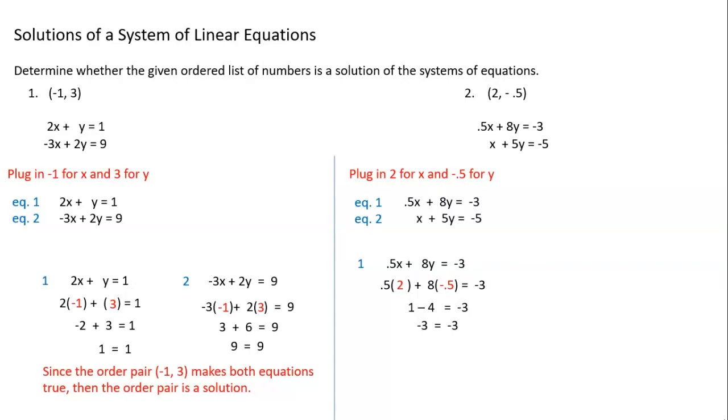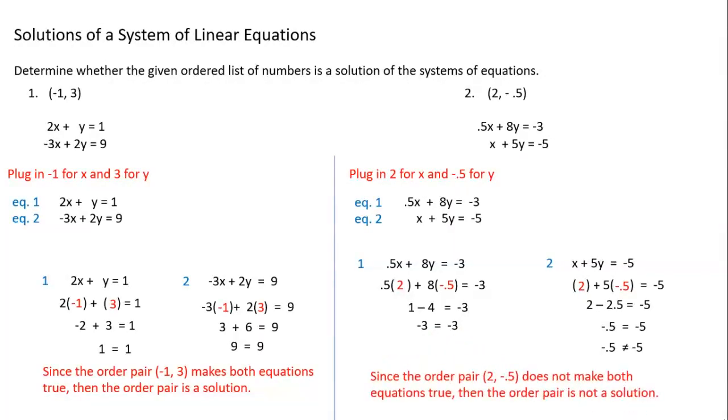Now I'm going to plug the same ordered pair into my equation 2. Again, everywhere I see x, I'm plugging in 2, and for y, I'm plugging in a negative 0.5. So 5 times a negative 0.5 is a negative 2.5. 2 minus 2.5 is minus 0.5, but minus 0.5 is not equal to minus 5. So in this example, since this is not a true statement, this point is not a solution for this system or these two equations.